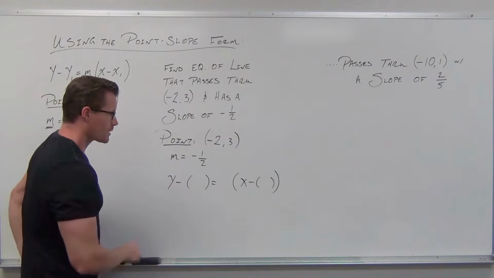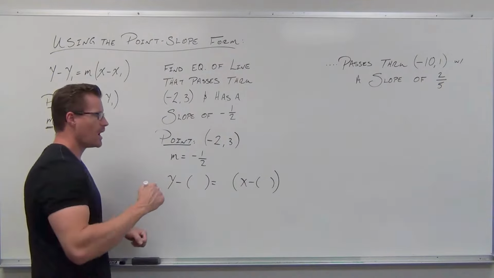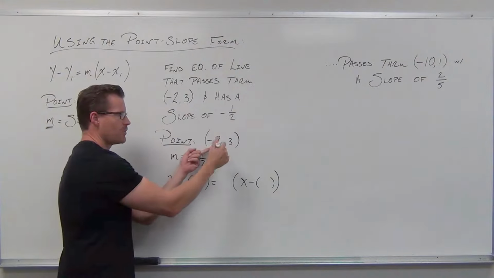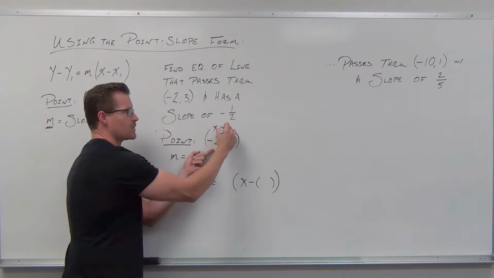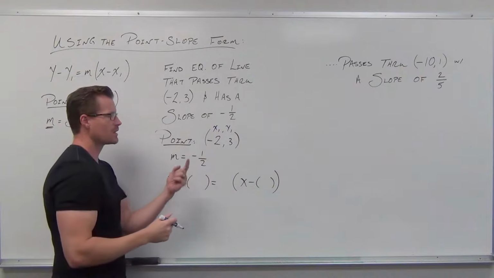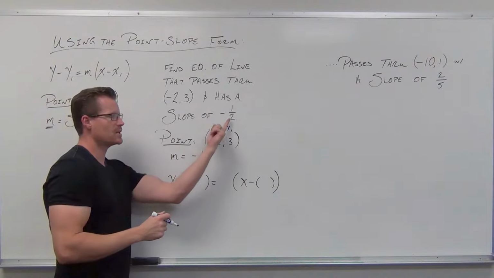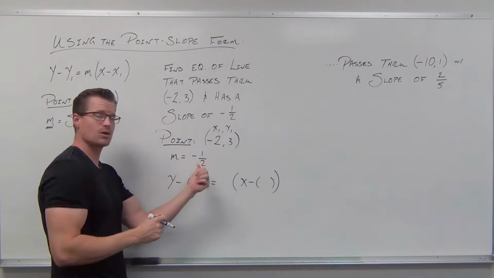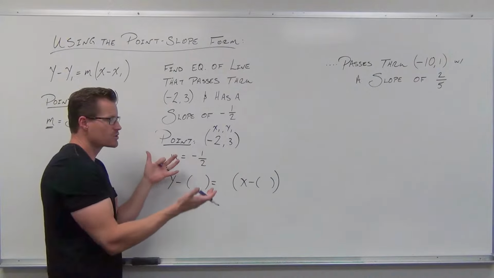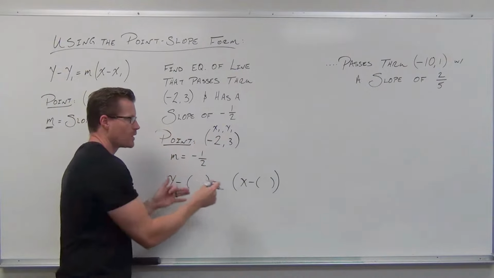So for us, we go, okay, that's point slope. I know here's my point. X's always come first, Y's always come second. So I know what my X1 is, I know what my Y1 is, and I know what my slope is. All we've got to do is put them in the right spot. We've fixed one point.